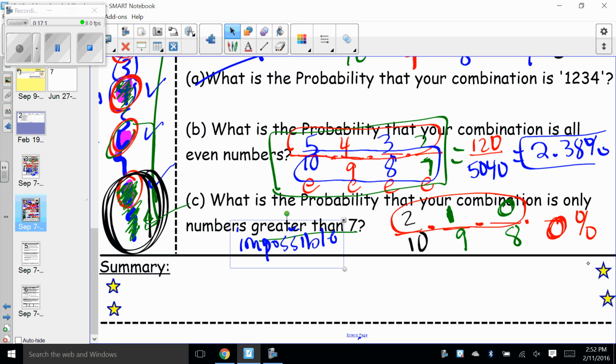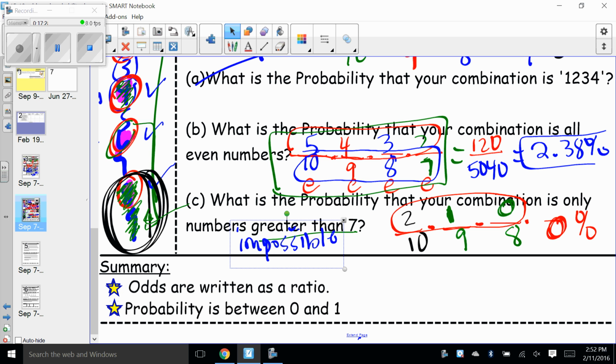So our summaries for today. Remember that odds are written as a ratio or a fraction. And the other thing I would say is, remember that probability is between 0 and 1, which means it's really kind of a percent, a decimal turned into a percent.